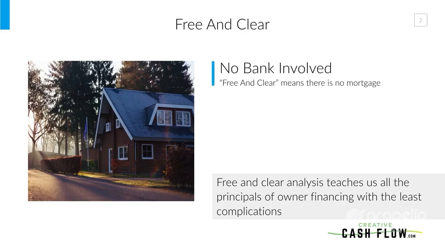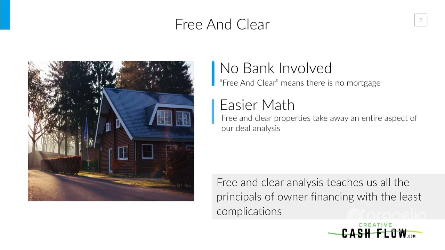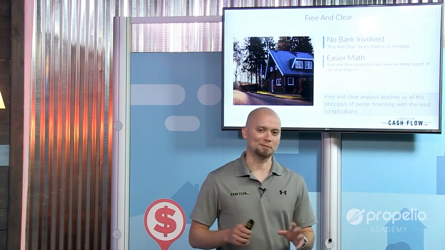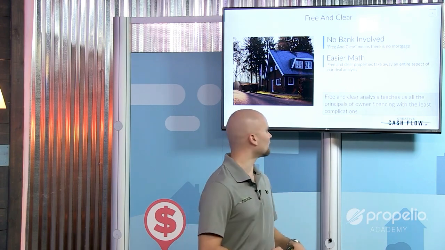Free and clear owner financing means that you don't have any bank involved at all, okay? So let's say that you own a house, you paid cash for it out of your back pocket, and then you want to owner finance it to somebody. That's a free and clear owner finance deal. The math is much easier. I'm a simple man, so I need simple math, and this is going to make it really nice and smooth as we transition into understanding where these numbers come from.